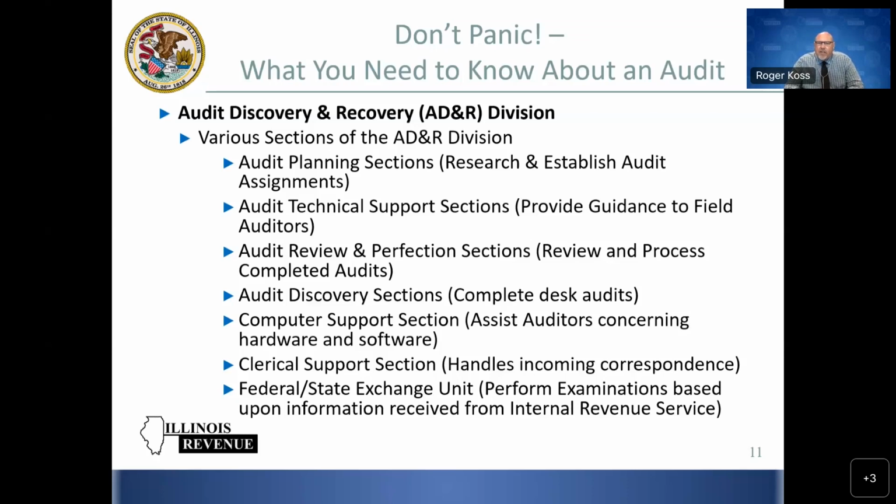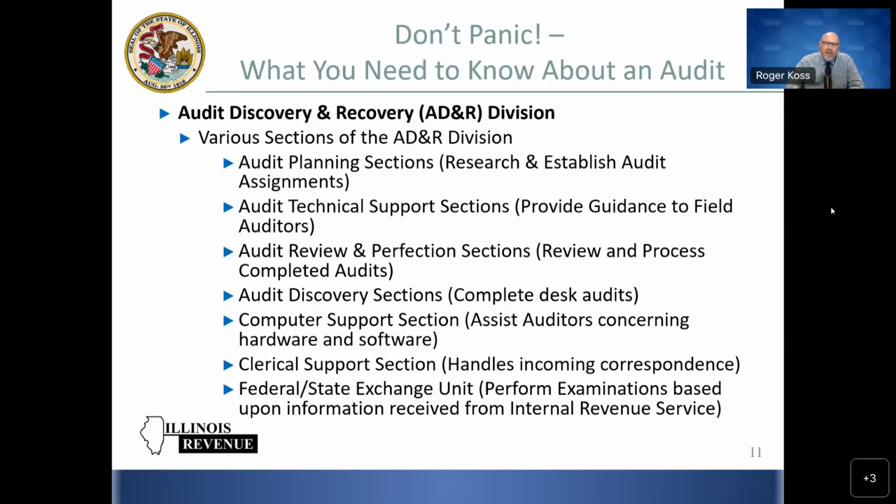The next section in the Audit Discovery and Recovery Division is the computer support section. The people that work in this section assist our auditors concerning any hardware or software issues, and they also are involved in service requests for our integrated tax system to make revisions or improvements to our system. The next area is the clerical support section. They handle all incoming and outgoing correspondence. They also work very closely with the federal state exchange unit.